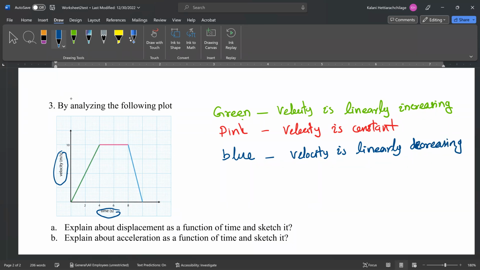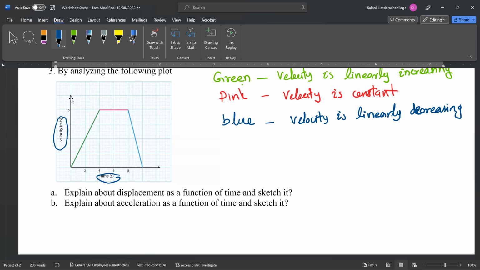Now we're going to move into the question to see what it is actually asking. Part A is asking to explain displacement as a function of time and sketch it. So first thing is displacement. Can you think about the displacement by watching the velocity graph? If you have a displacement graph and you take the slope of that displacement graph, that should provide me the given plot. So I need to match it up.